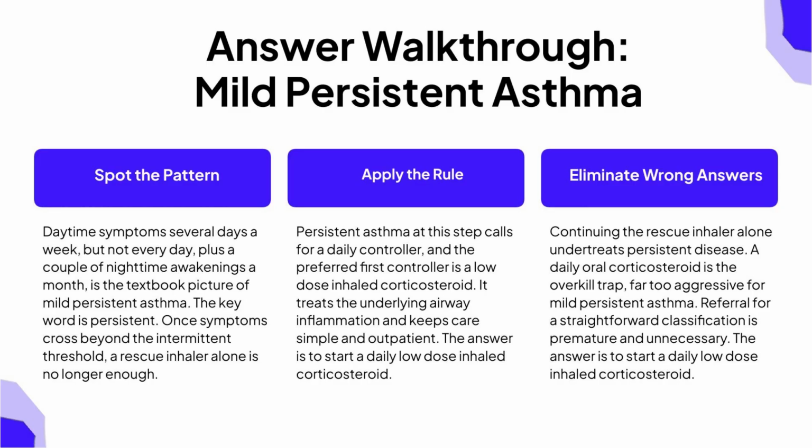Daytime symptoms several days a week, but not every single day, plus a couple of nighttime awakenings in a month, is the classic picture of mild persistent asthma. The key word is persistent. Once the symptoms cross beyond the intermittent threshold, a rescue inhaler by itself is no longer enough. Step 2. Apply the rule. Persistent asthma calls for a daily controller, and the preferred first controller is a low-dose inhaled corticosteroid, so that is our answer. Step 3. Eliminate the wrong choices. Continuing the rescue inhaler alone undertreats persistent disease. A daily oral corticosteroid is the overkill trap.